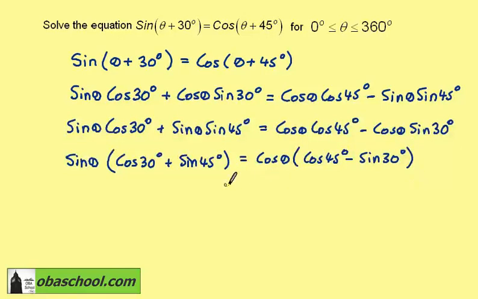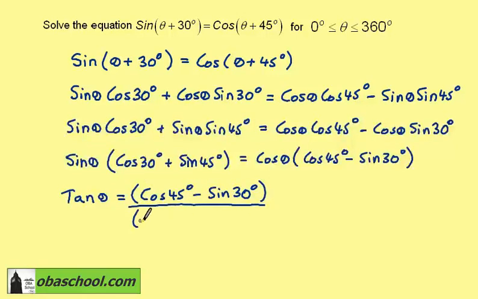So let's divide both sides by cos theta. Sin theta over cos theta is tan theta, and at the same time divide both sides by this bracket. So on the right hand side we get cos 45 degrees minus sin 30 degrees divided by cos 30 degrees plus sin 45 degrees.